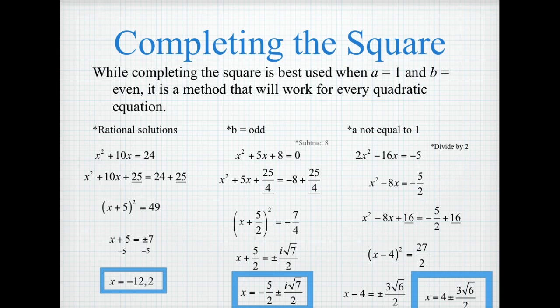So as you can see, completing the square is a nice, clean method to use when the value of a is equal to 1 and b is even. If b is odd or a is not equal to 1, you're going to have to work with a bunch of fractions on a handful of different levels.